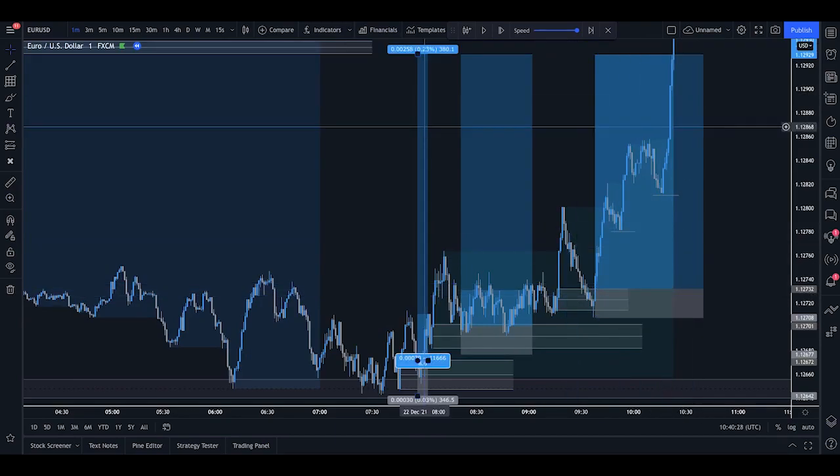So that is my example for you. There's going to be more in the additional study area to come, but for now, let's have a look at a low time frame continuation trade.